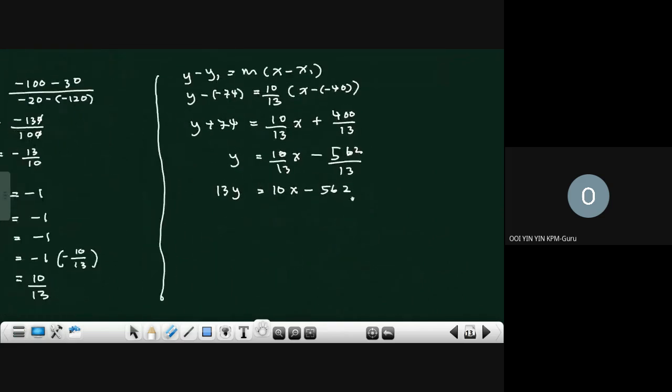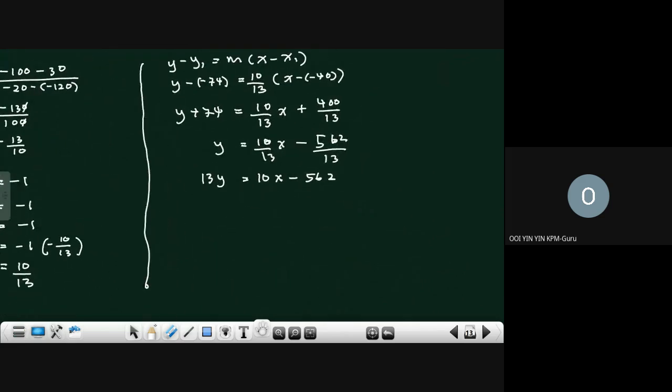Okay, how we do so is like this. We want to check the point. We can write this, check point R.